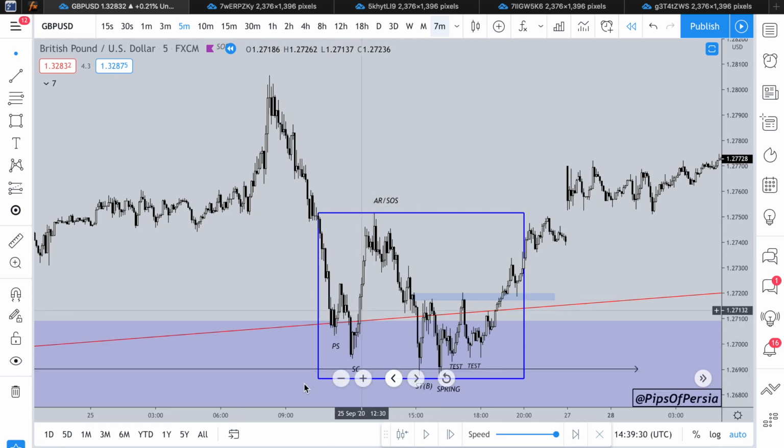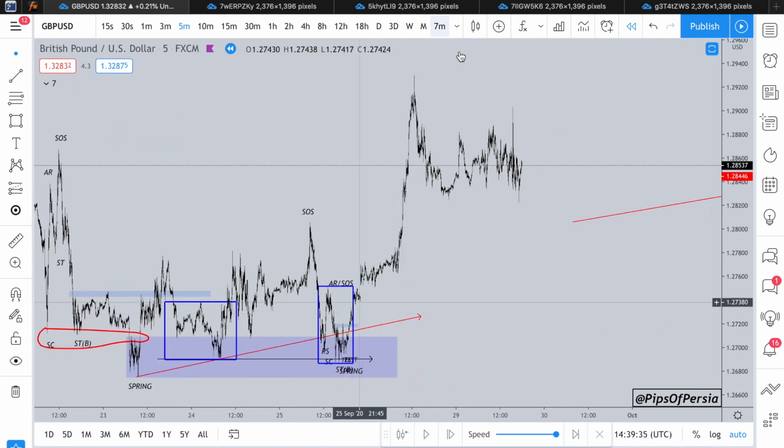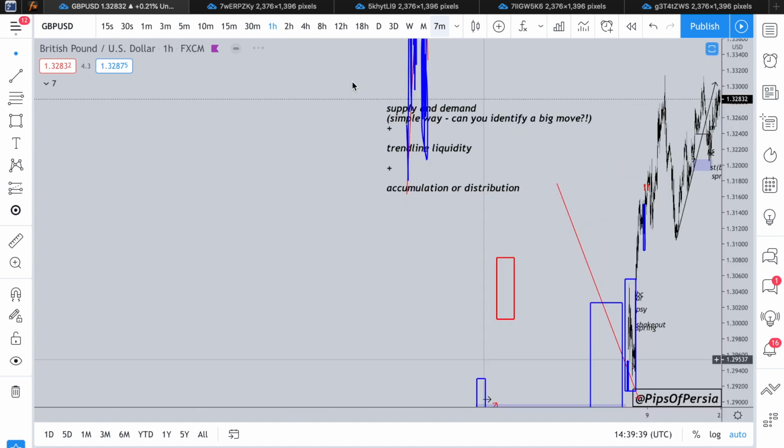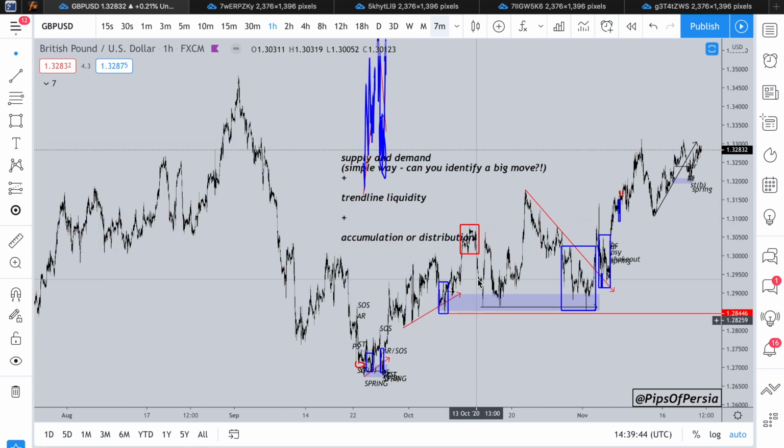So again, higher time frame accumulation, smaller time frame accumulation as it reached this zone of demand and tapped into this pool of liquidity and broke structure to the upside. So it's no surprise to see this rally after. Now let's have a quick look at the result of this accumulation that we had marked up just under 2 months ago as to where the market is right now.